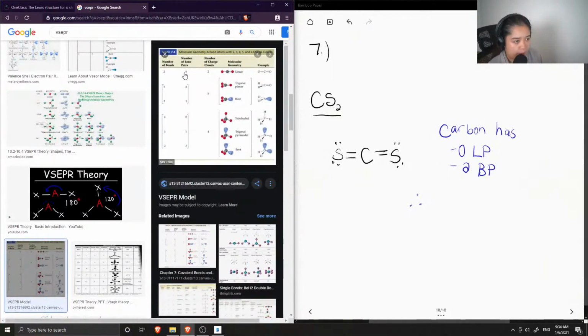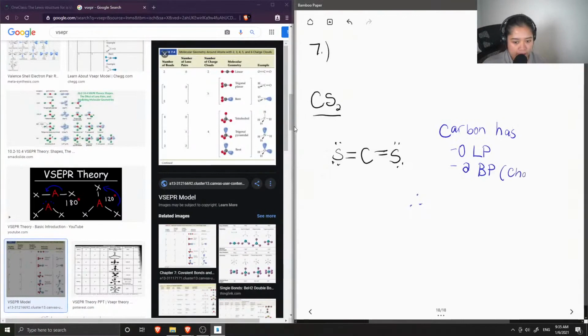So the number of lone pairs is 0, and the number of bonds or bonding pairs, or you can call it charge clouds, is 2. So we have a linear molecular geometry. Instead of bond pairs, I'll also denote it as charge clouds, since some tables might refer to them that way. So therefore, CS2 has a linear geometry.